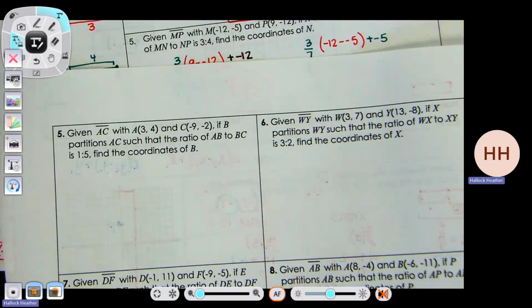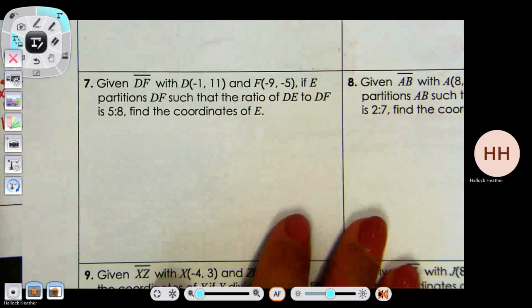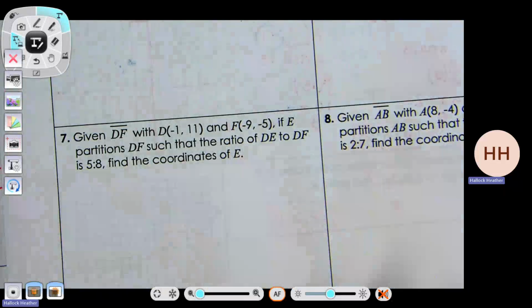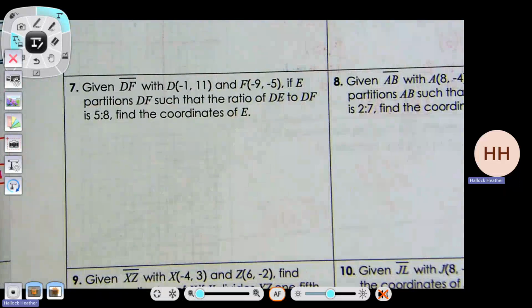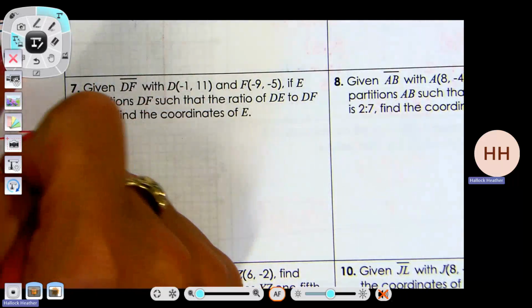Let's do number 7. So number 7 says given DF with D and F giving those coordinate points, E partitions DF such that the ratio of D to E, D to F is 5:8. Find the coordinates of E. Blech. So when in doubt, let's draw it out. So first, let's draw just a little picture off to the side.